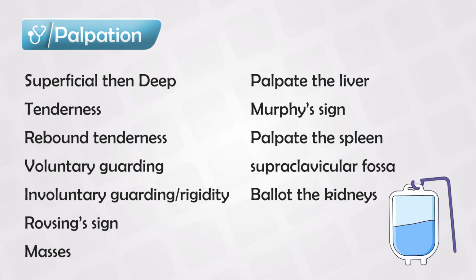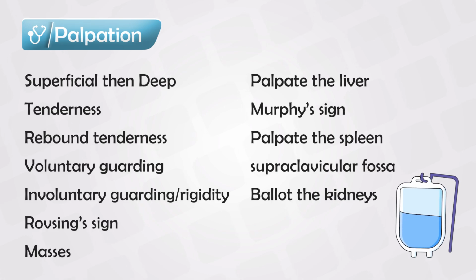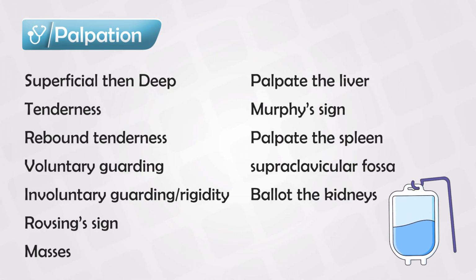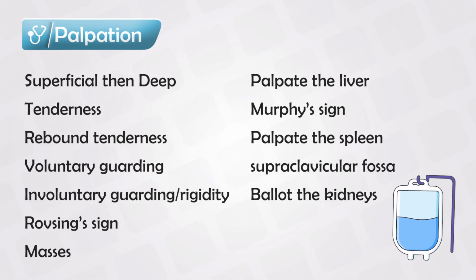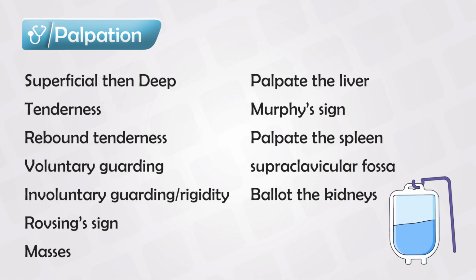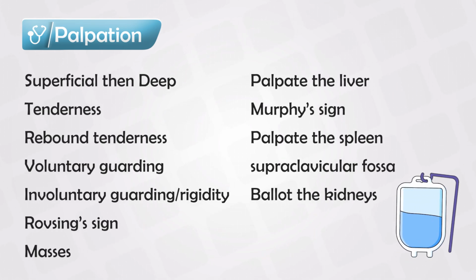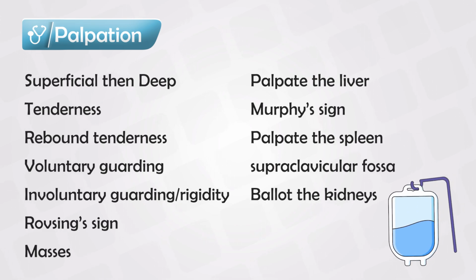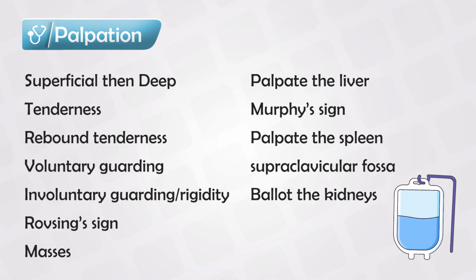Murphy's sign, where you ask the patient to inhale deeply and then palpate just in the right hypochondrial area. And if the pain increases with the patient's inhalation, this is a sign of acute cholecystitis. And you should also palpate the spleen on the left side to see if it's enlarged.